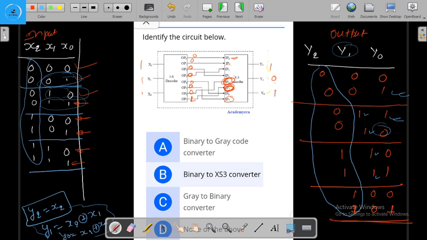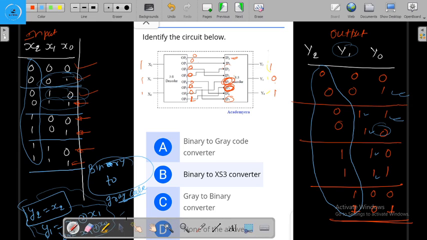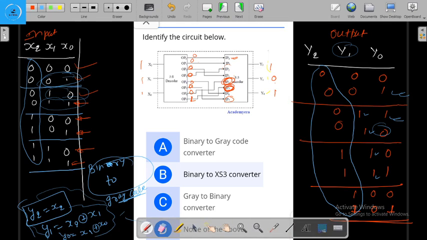If we are going to convert binary to gray code, we are going to get this type of Boolean expression. So we can say that our correct option is binary to gray converter.